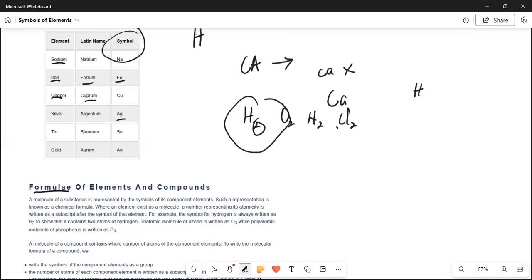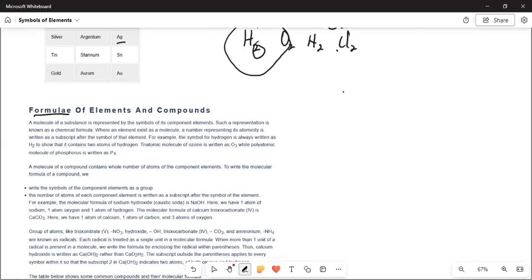So for a molecule of a compound, which contains a number of atoms of the component elements, there are steps we need to take in writing the chemical formula of the compound. Step number one, you write the symbols of the component elements as a group. Then the number of atoms of each component element is written as a subscript after the symbol of that element. For example, the molecular formula of sodium hydroxide is written as NaOH.